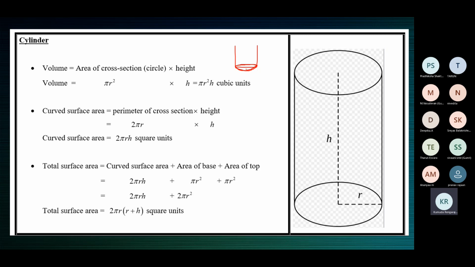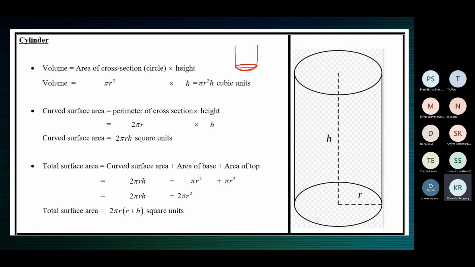So if you want to paint the tumbler from the outside, you will have to run the brush all along the curved surface area and the circle at the bottom. There is no circle on the top, it's open. So you have to generate the formula. These are the standard ones: volume, curved surface area, and total surface area.